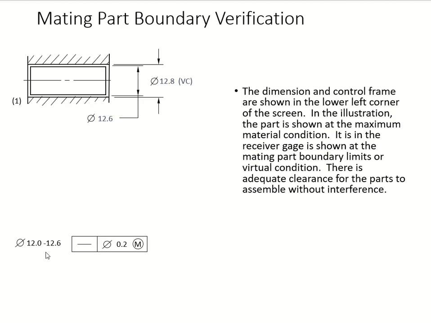So here we can read it by now. Here is your control frame. Here is your dimension right there, size limit, and control frame, your geometric tolerance right there with your material condition modifier at MMC. So you have your receiver gauge. You have your mating boundary limits, and you have also your virtual condition, VC, given to you. So this is this plus that. Okay, so you know how to read them and how to write them, right?